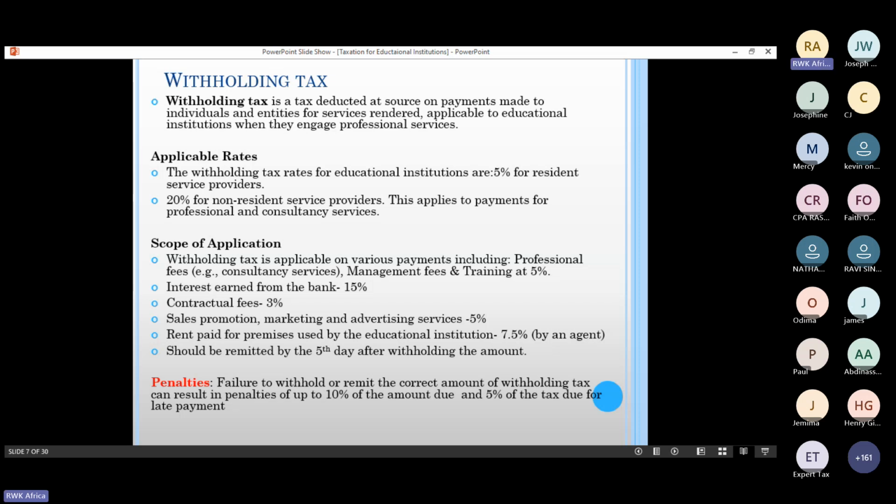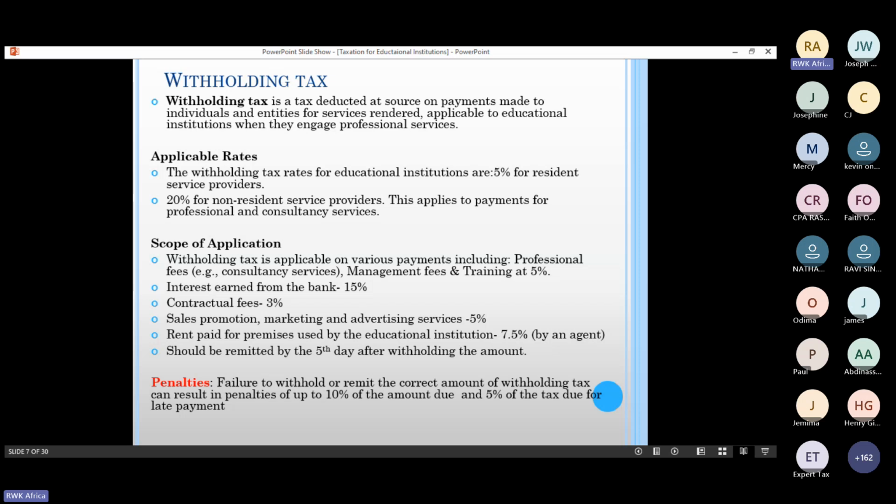So for the withholding taxes, the different categories that we have checked, they should be remitted to KRA by the 5th day after the withholding amount has been done. So you have paid the service provider today, 15th. So you have until 20th to make sure that you have filed and remitted to KRA.